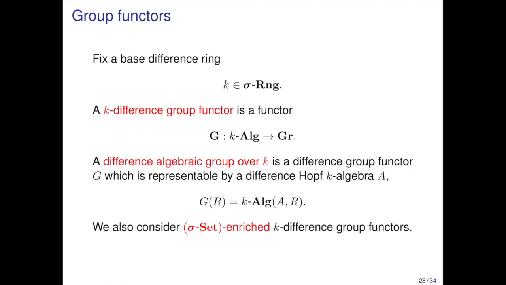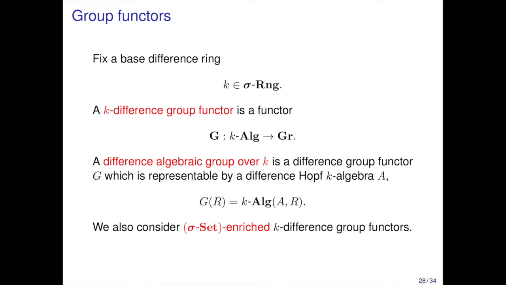All right, so what for us are difference group functors? We fix a base difference ring K, and then a K-difference group functor is just a functor from K-algebras to groups. So this is the base level. This is very reminiscent of what people normally do. A difference algebraic group is such a functor which happens to be representable by a difference Hopf algebra. In other words, the points in an arbitrary difference algebra R are just K-algebra morphisms from A to R.